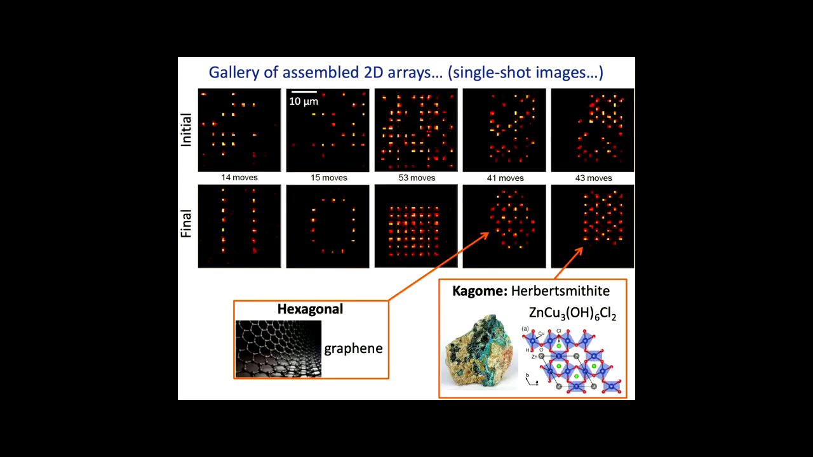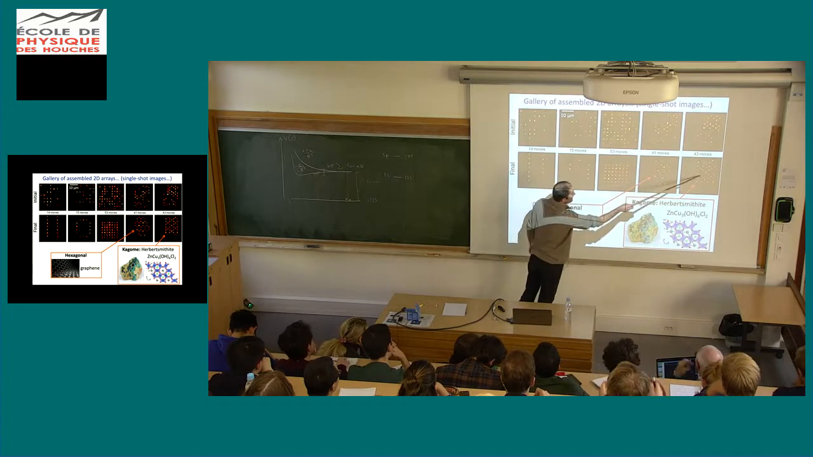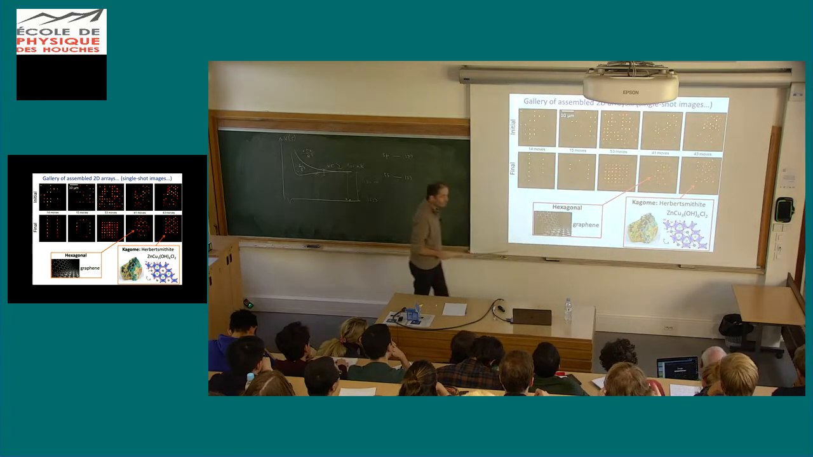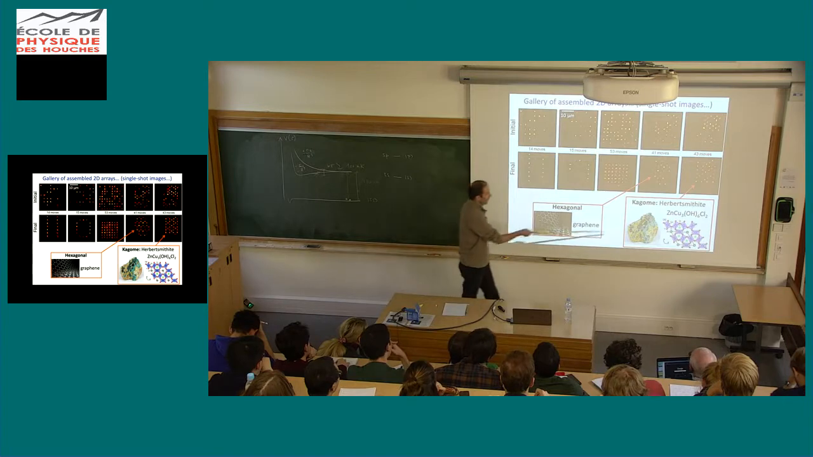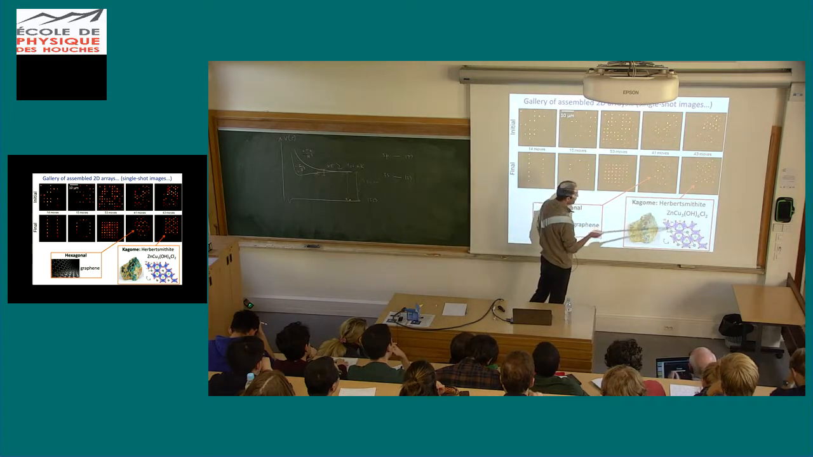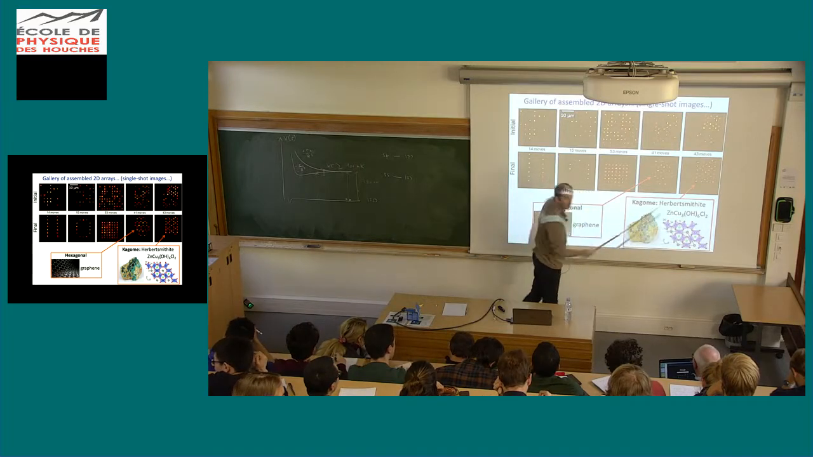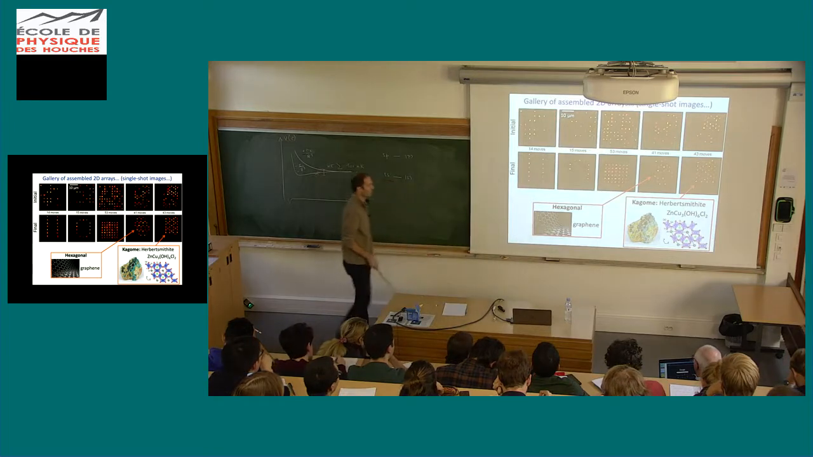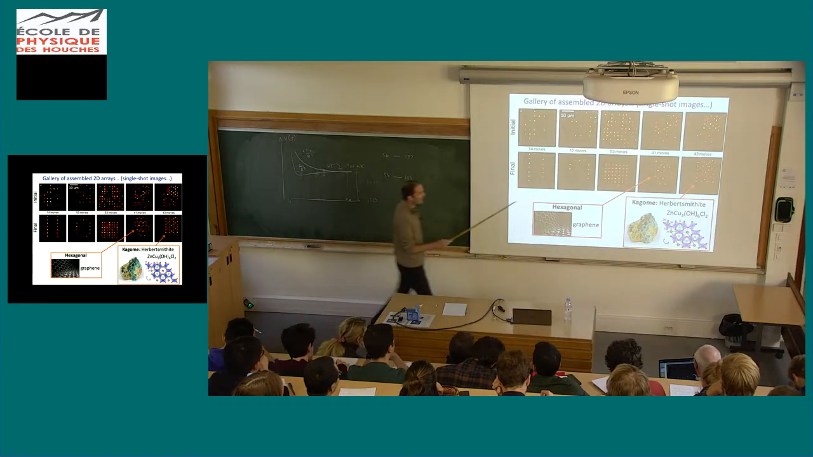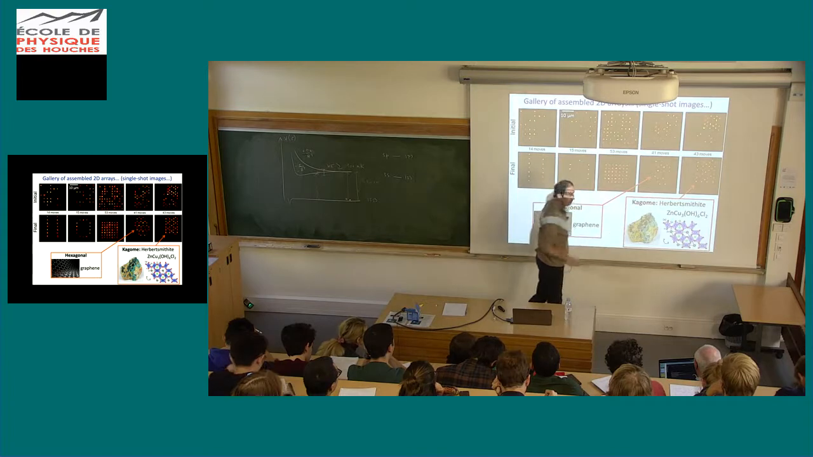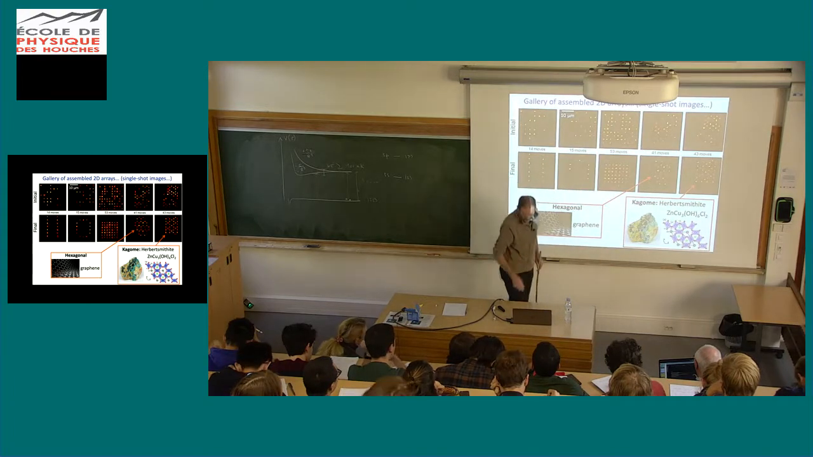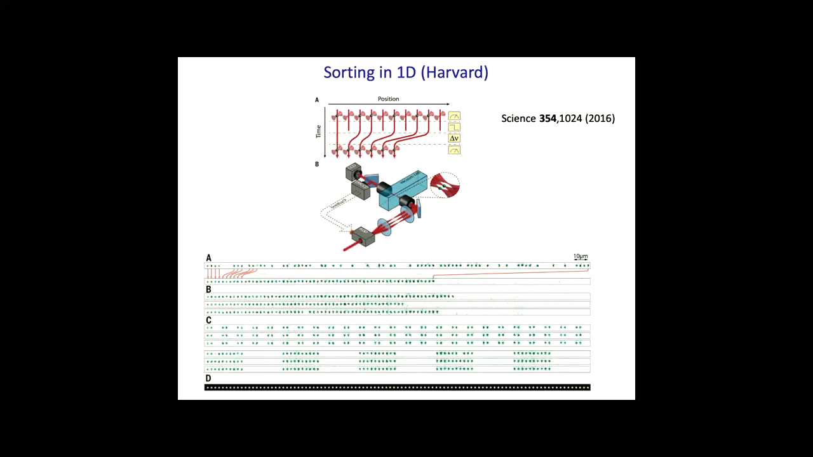So the thing which is kind of interesting is that in views of many body physics, this hexagonal pattern is exactly the one that you have in graphene. But for the Kagome, this is the one you've got for, if I remember correctly, the copper ions in these complicated compounds, which exhibit some interesting magnetic properties. So you see that you can realize some kind of artificial pattern that could be useful to simulate many body physics.